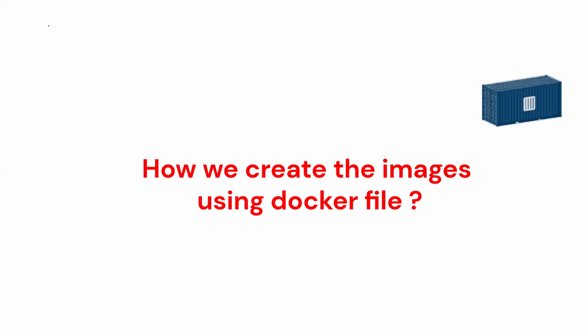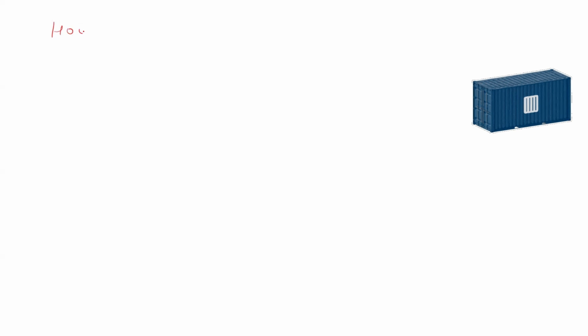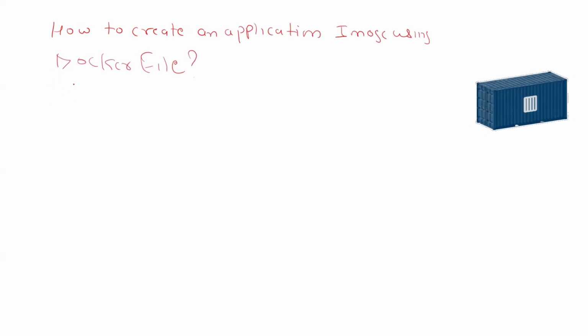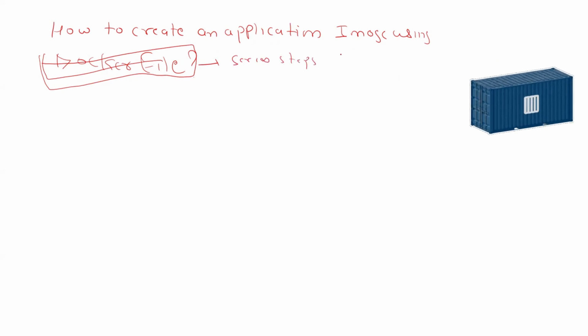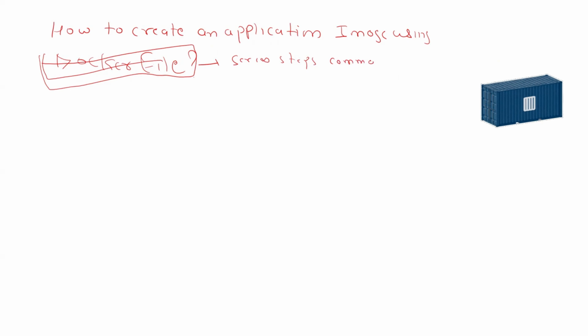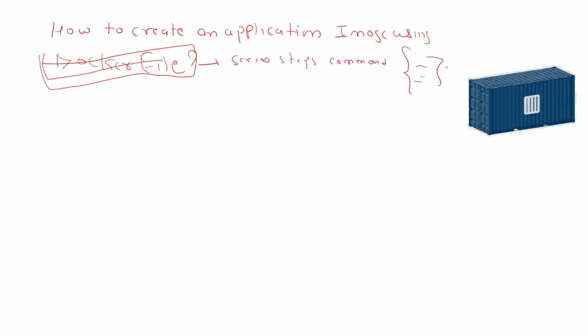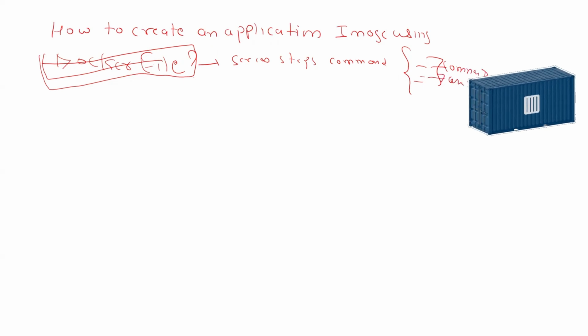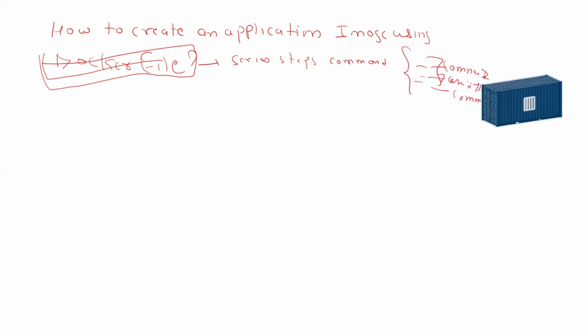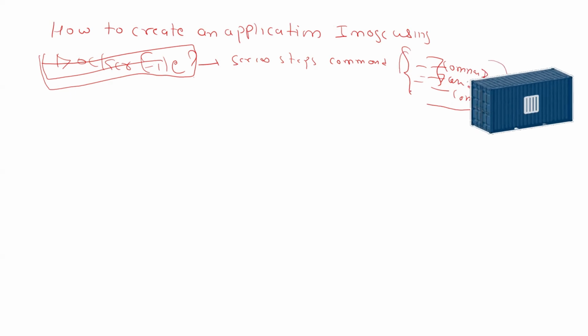So now we will discuss how we can create the application image by using the Dockerfile. Basically, the same steps that we have done. So let me just jot down here, right? We already know, I have explained many times, that a Dockerfile is just a series of steps, or the number of commands we write, and those commands will help us create an image of an application. Command one, command two, command three, right? So this is what a Dockerfile is.